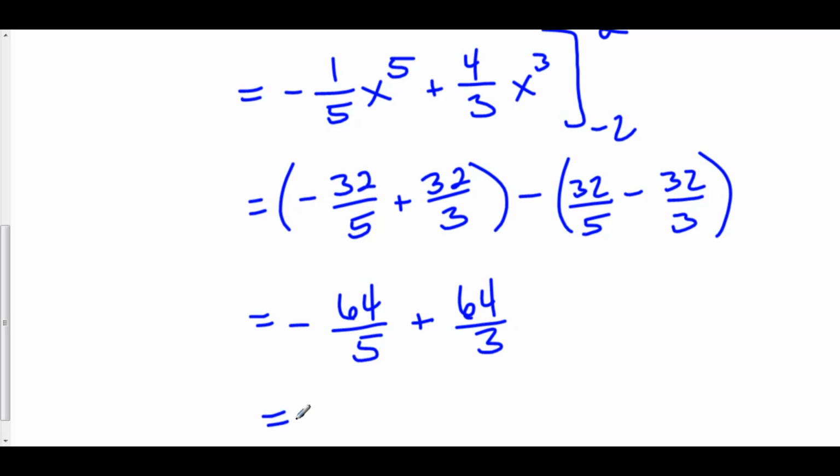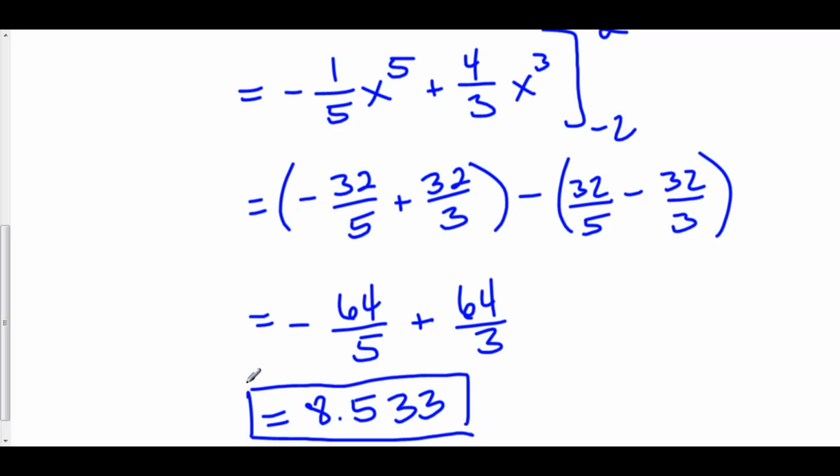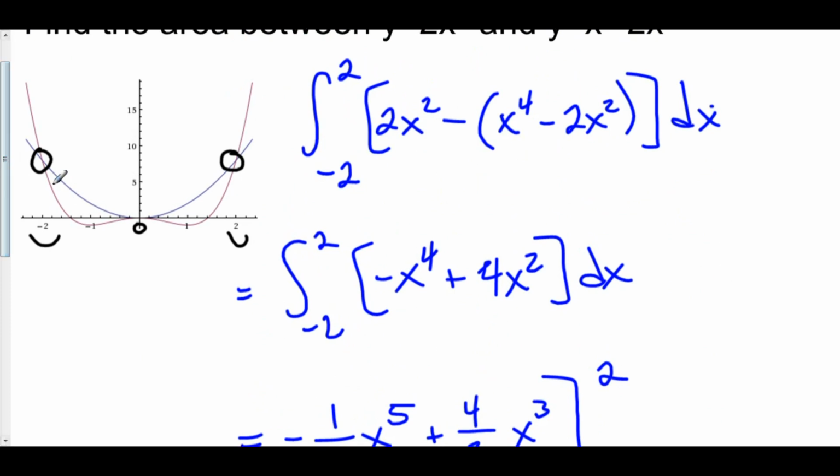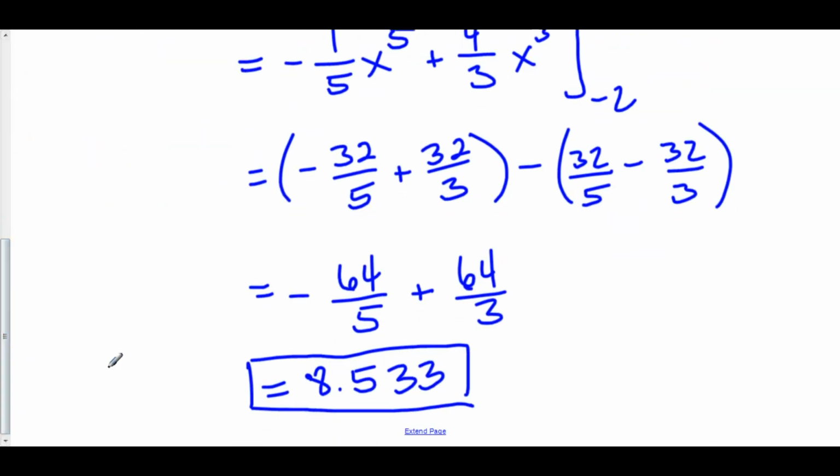And this is equal to 8.533. And this is the area between the curves of 2x squared and x to the fourth minus 2x squared. 8.533.